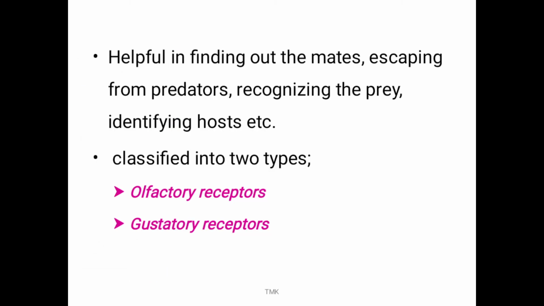Chemoreceptors are again classified into two. They are olfactory receptors and gustatory receptors. Their function is also given here.